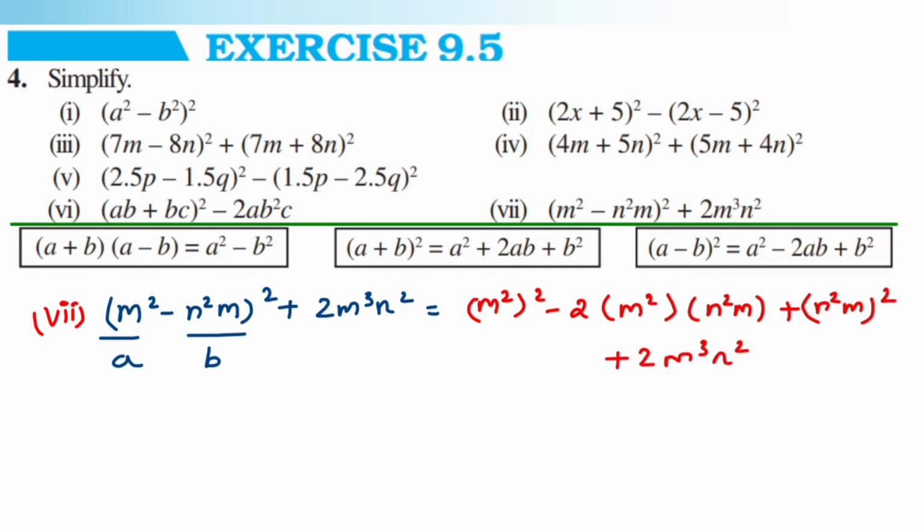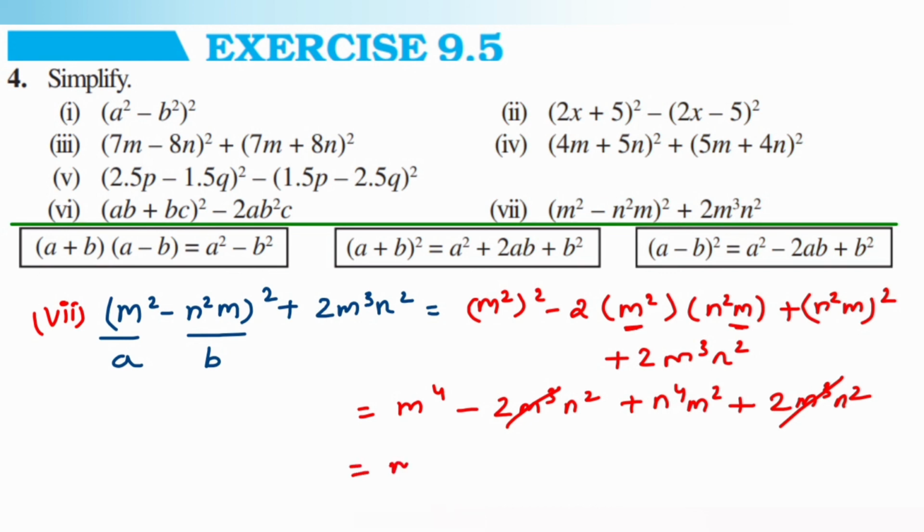So this is equal to m⁴ − 2m³n² (m² and m will be m³) plus n⁴m² plus 2m³n². So we can cancel the second term and the last term. So we are left with m⁴ + n⁴m². So that's it. This is the answer for the last one.